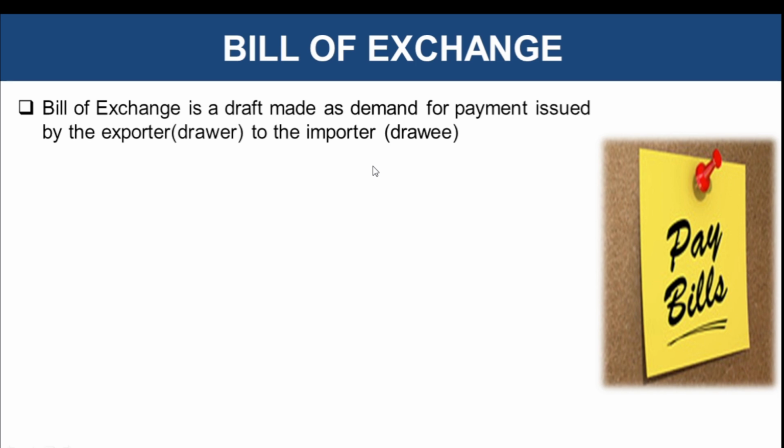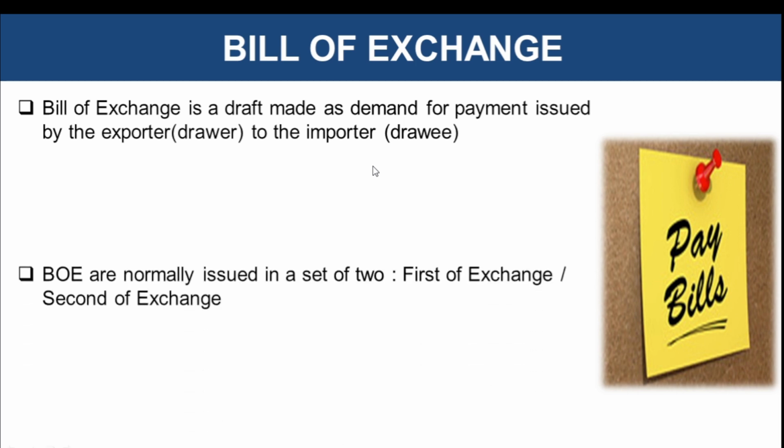So drawer, drawee, payee and the holder. Drawer is the person who is preparing the bill. Drawee is the person who would be paying the bill. Payee is the person to whom the payment should actually go. Holder is the person who would have possession of the bill in between during the transaction. What exactly is bill of exchange? It is a written demand document raised by the seller to the buyer.